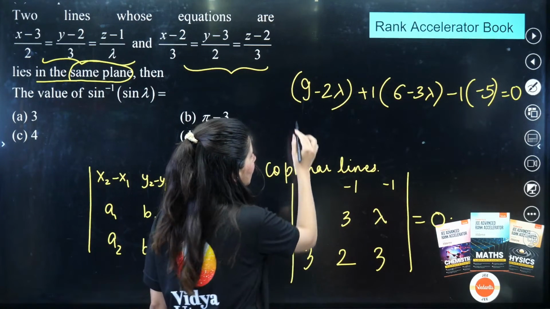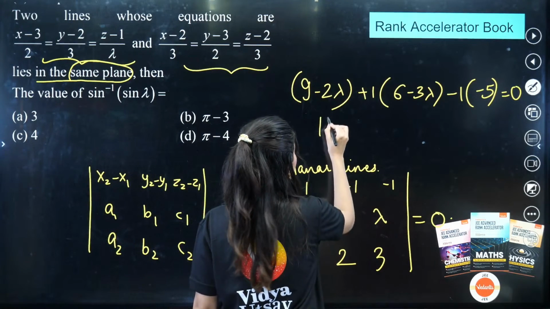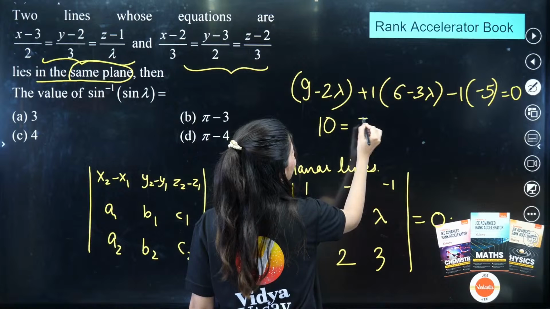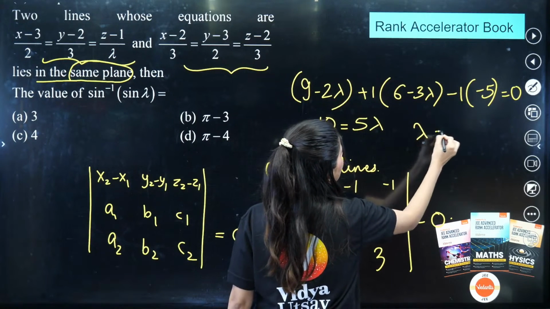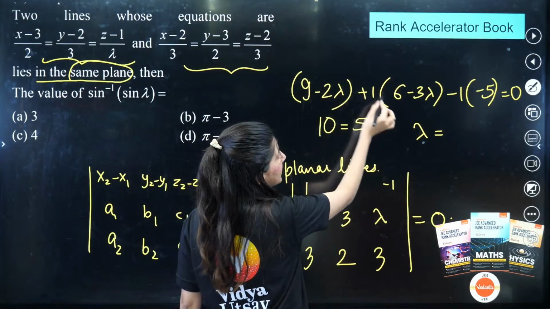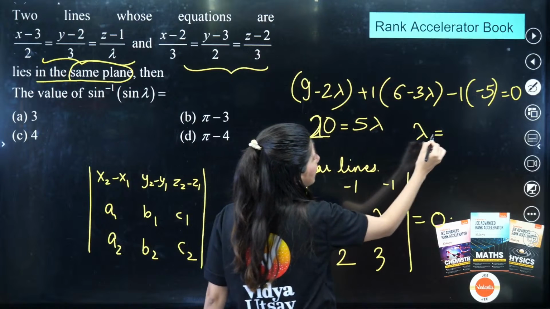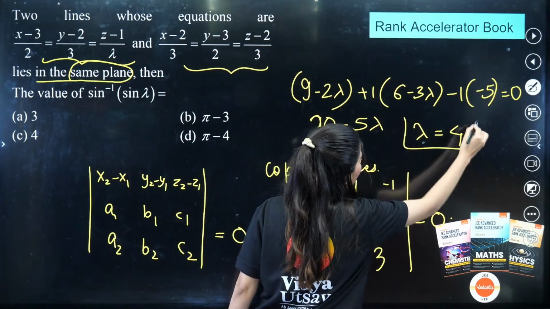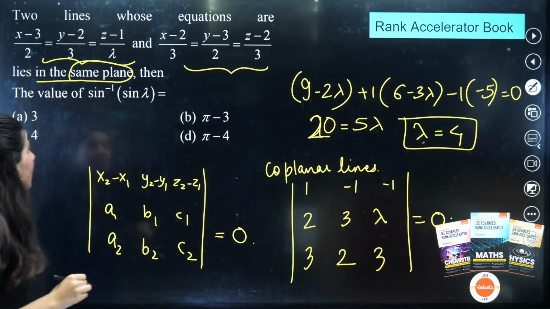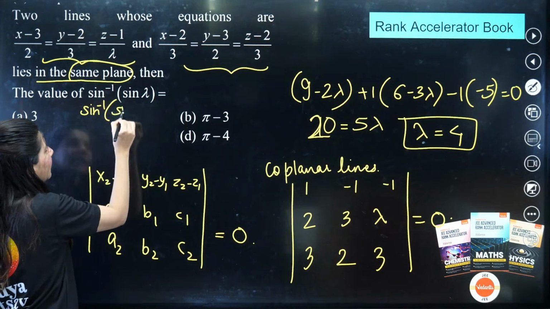So this is going to be 9 plus 6, which is 15, minus 5 is 10, and that is equal to what? 5 lambda. So lambda is actually coming out. Sorry, this is going to be 20: 9 plus 6 is 15, plus 5. So 20 is equal to 5 lambda. So lambda is coming out as 4. Now what they are asking is the value of sine inverse of sine 4.